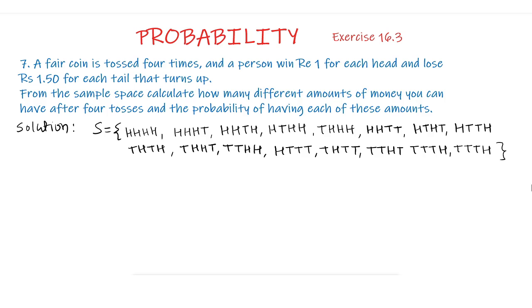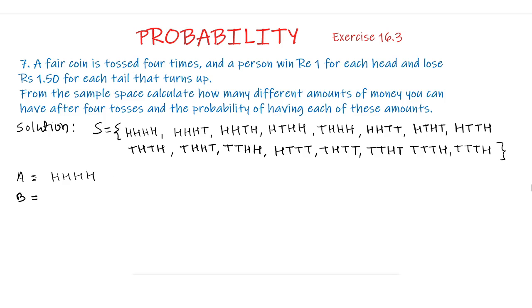Now, as given in the question, for every head that turns up, a person wins rupee 1, and for every tail that turns up, the person loses rupees 1.50. So we have to find out each win or each loss in this sample space. Let event A be 4 heads, that is H, H, H, H. So 4 heads are coming.